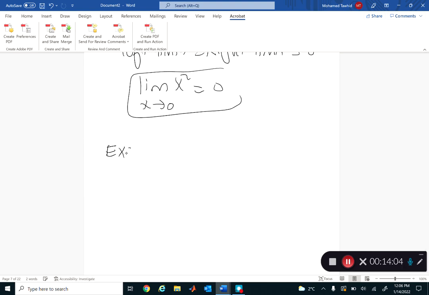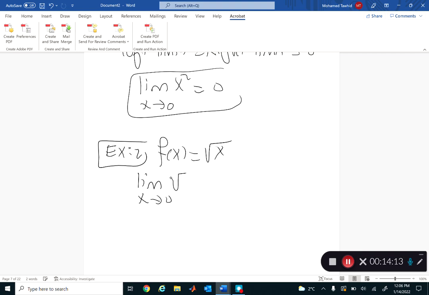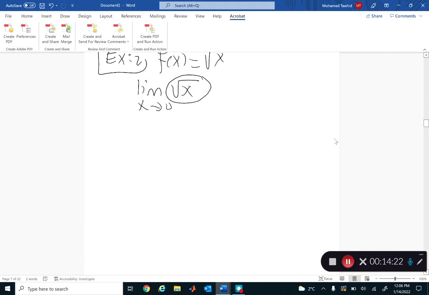Example number 2 here. If I give you f of x equals square root of x. Well, what is the question here? I need to find the limit when x is close to 0 for square root of x. What is your f of x here? I note something here. Whenever you have the square root of x, you cannot have the square root of a negative number. If you have the square root of negative 1 or any negative number, you will have an error, because this number is not in the domain. So the error here means it's undefined.